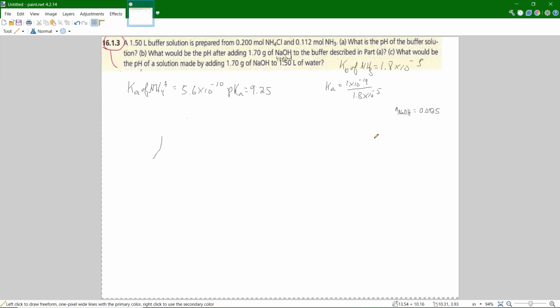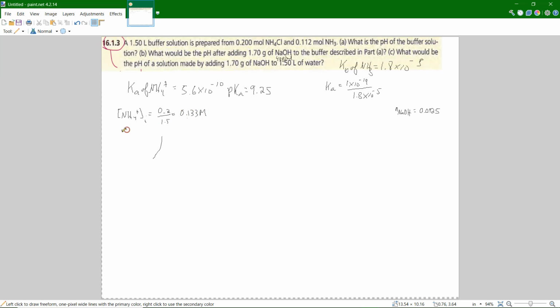Okay. We have a 1.5 liter buffer. That's how much we have. We have 0.2 moles of NH4Cl. So the concentration of the NH4 plus initially is the 0.2 moles divided by 1.5 liters. So 0.2 divided by 1.5 equals 0.133.